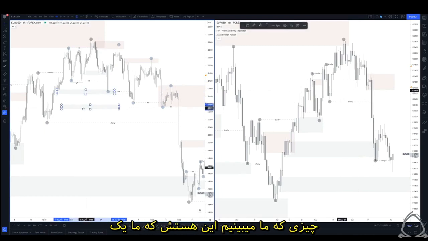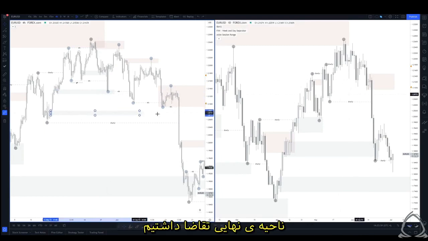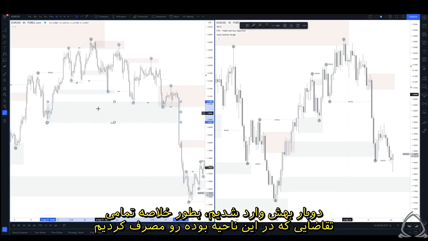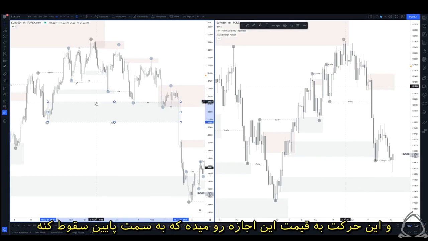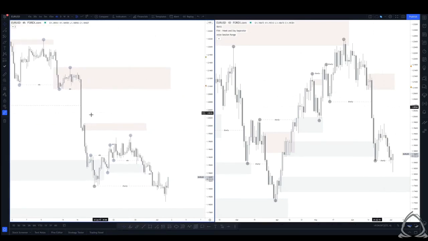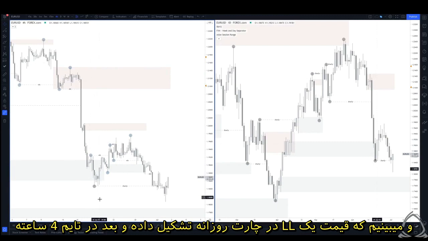And what we can see is we had one last level of demand. And if we just draw it on the entire range that was created, we tapped into it once, we've tapped into it twice. We've basically absorbed all of the demand that's sitting at this level. And what that allows price to do is free fall to the downside. And what we can see is price then has created a lower low here on the daily chart.